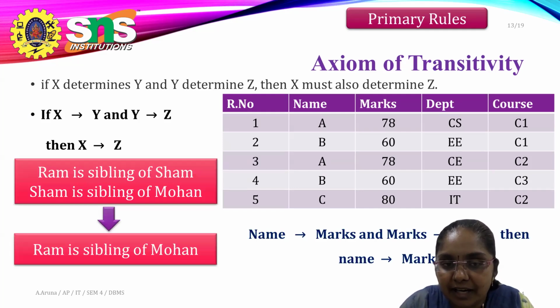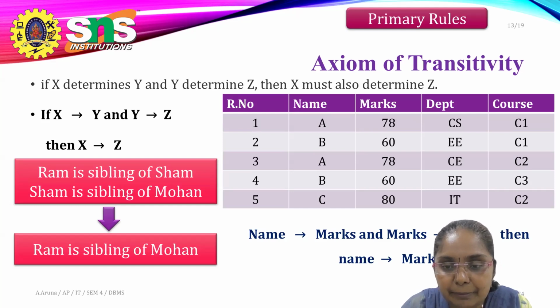The second thing is the axiom of transitivity. In the previous video itself, I explained the transitive functional dependency. The same thing applies here. If X determines Y, and Y determines Z, then indirectly X can also determine Z. For example, Ram is a sibling of Sham, and Sham is a sibling of Mohan. Then, by using the transitivity property, I can say Ram is a sibling of Mohan. This type we call transitivity.